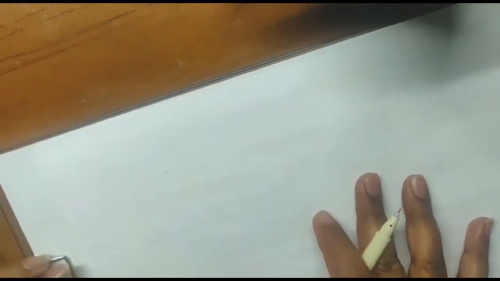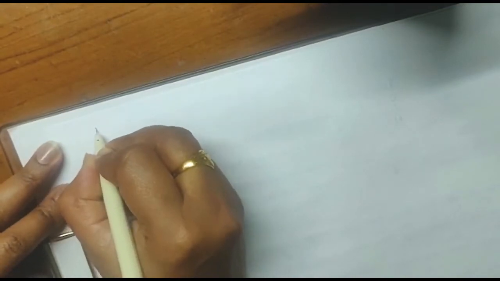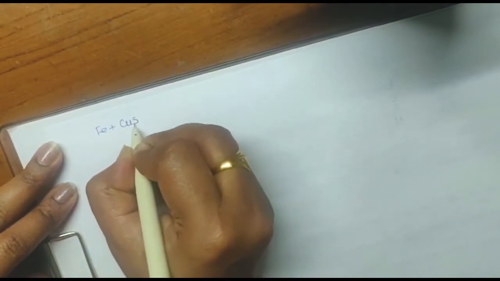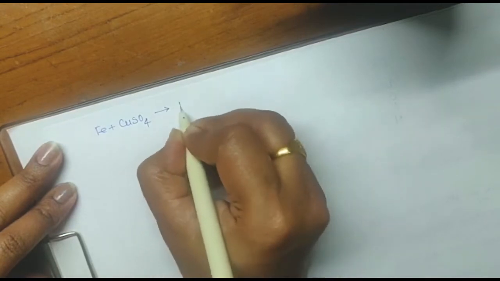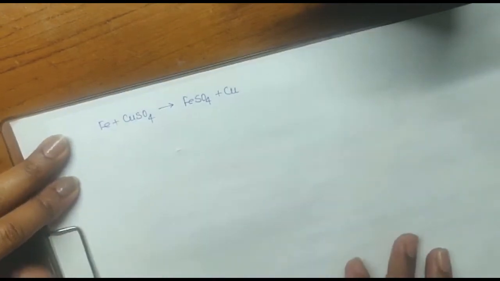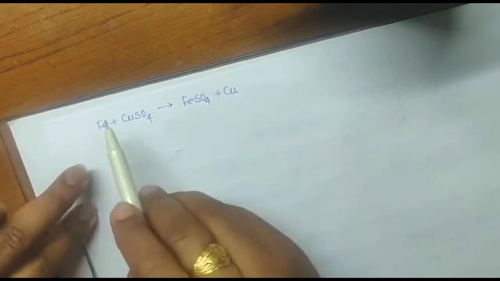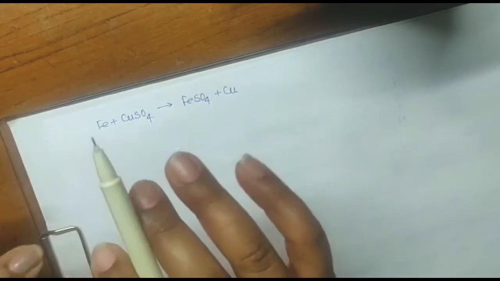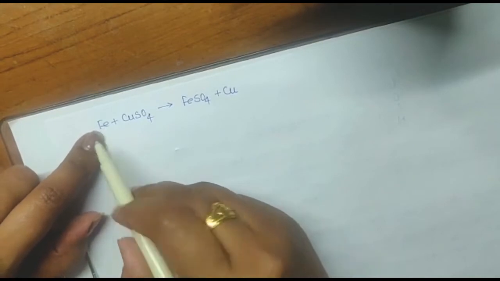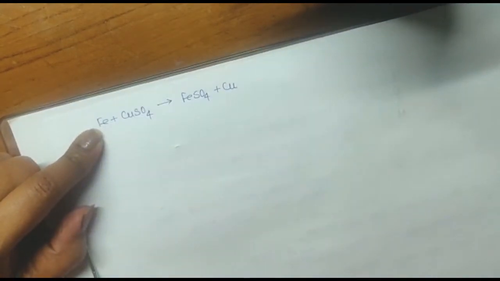Suppose, class, I am writing a reaction, like this equation: Fe plus CuSO4 changes into FeSO4 plus Cu. Tell me what will be the charge on Fe. You can see Fe here is in a free state. It is not attached with any other element, isn't it? So what charge will it have? 0.